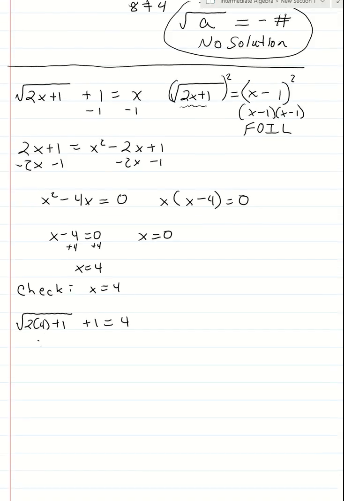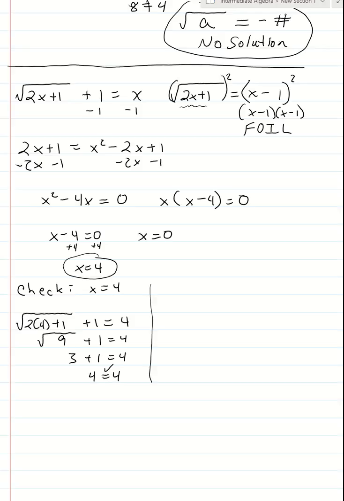We're going to take now the square root. 2 times 4 is 8, plus 1 more is 9. Plus 1, that's supposed to equal 4. Well, the square root of 9 is 3 plus 1. Does that equal 4? Well, 3 plus 1 is 4, and since 4 does equal 4, that checks out. So there is one solution.